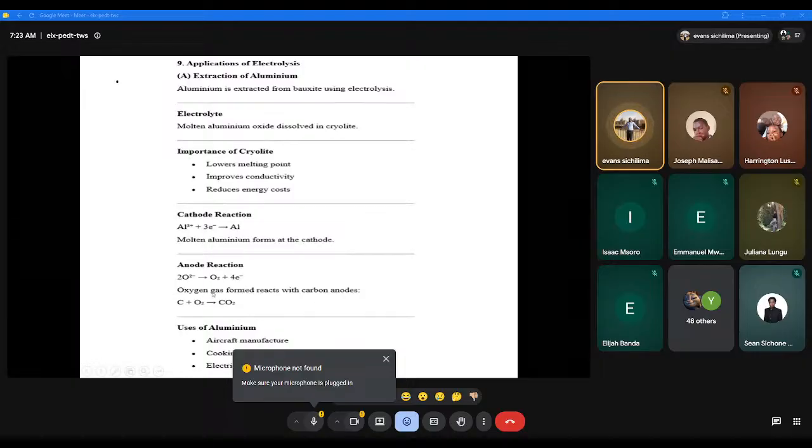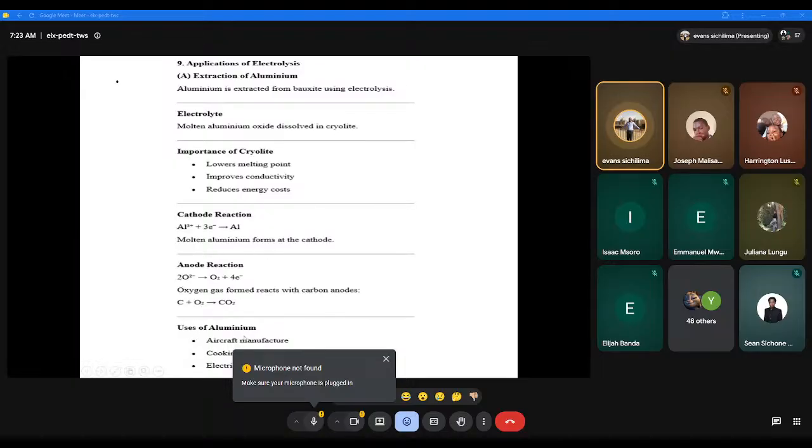Then the oxygen that is produced at the anode goes further to react with the electrode, which is made of carbon. So carbon and oxygen react to form carbon dioxide, and this gas is released.